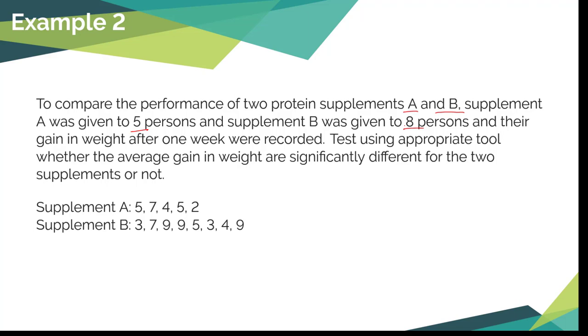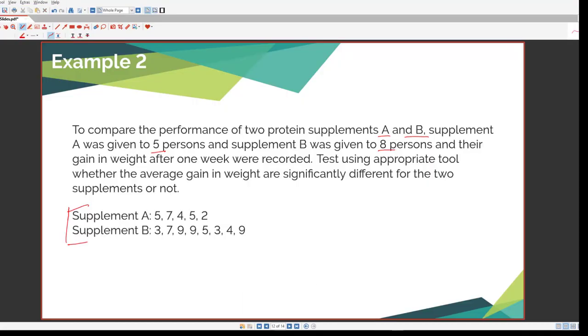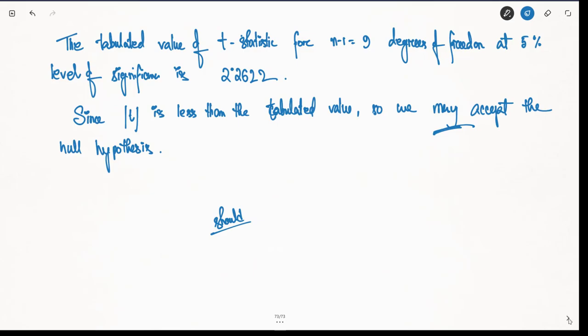So if the average gain is not significantly different, that means if our null hypothesis is accepted, we can say that both the supplements are working in the same way. If it is significantly different, then you can say that no, one is better than the other in gaining weight, right? So we have two samples, supplement A, supplement B. So let's get back and write down the procedure or the solution here.